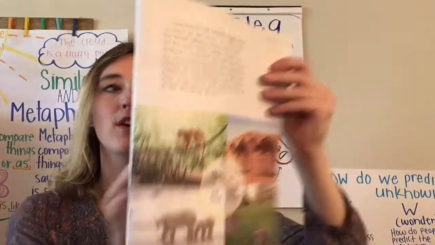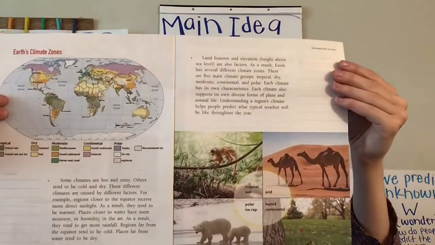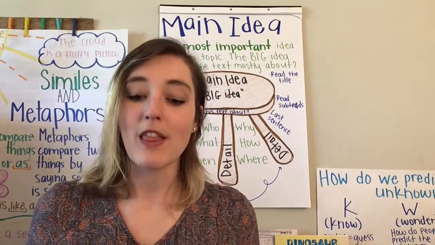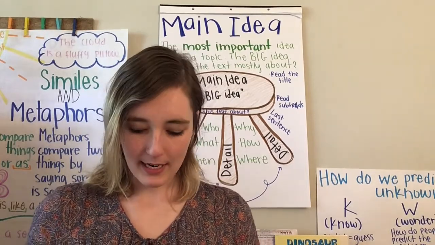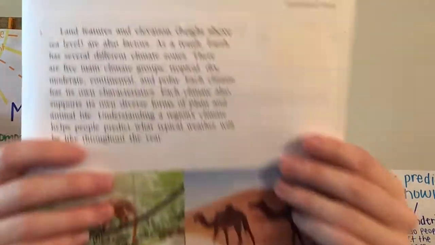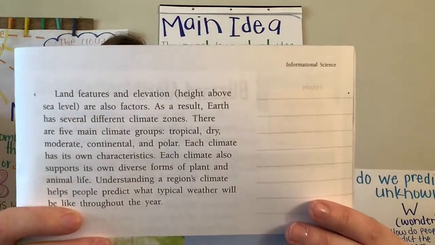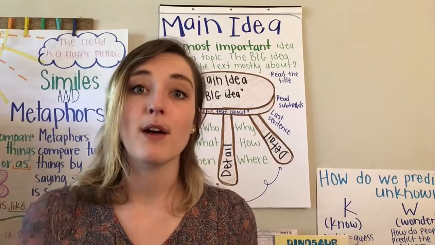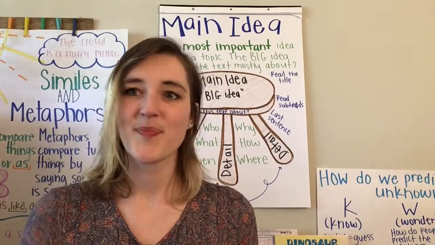continental. Okay, so we just did a graphic feature walk, which means we just looked at all the different types of graphic features. One last thing I want to point out is on page 9, at the very top, it says that this is an informational science. So this is an informational text about science things.